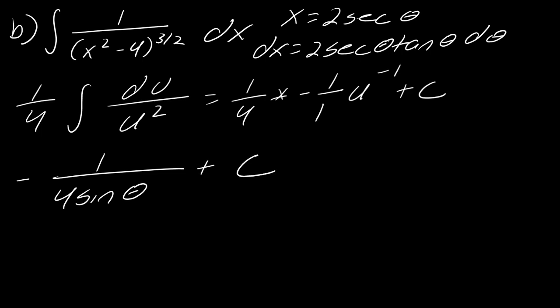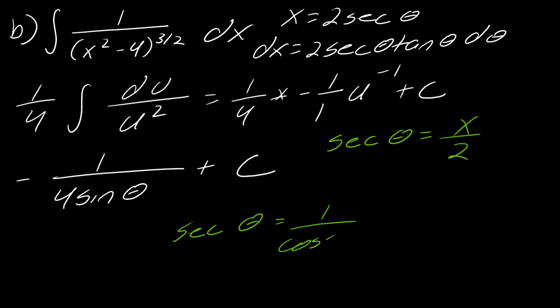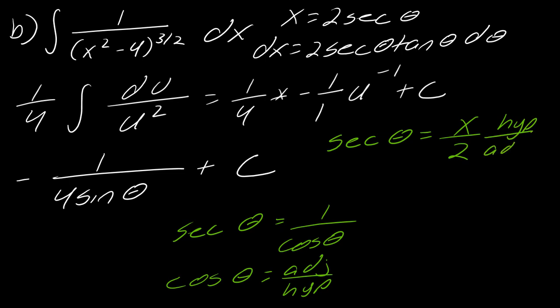Okay, so now we have to replace sine theta with the actual value. I have to remember, oh yeah, I come back here to my original substitution. So I'm going to review this as secant theta equals x over 2. The things to remember: secant theta is 1 over cosine theta. Cosine theta is typically, you think of your SOHCAHTOA, adjacent over hypotenuse. So therefore my secant theta is hypotenuse over adjacent.